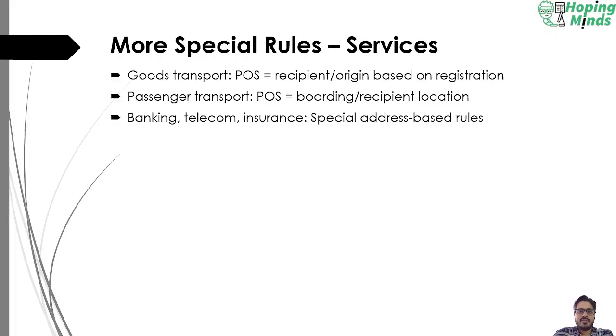So this we have already covered. Goods transport agency, place of supply will be the recipient or origin based on registration. Passenger transport, place of supply will be boarding or recipient location.